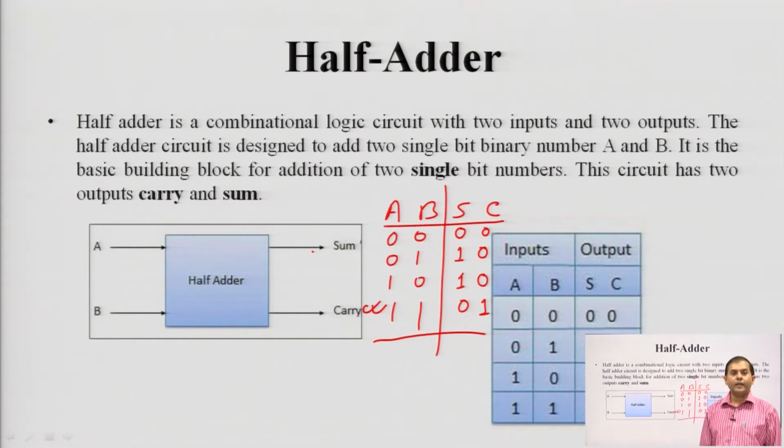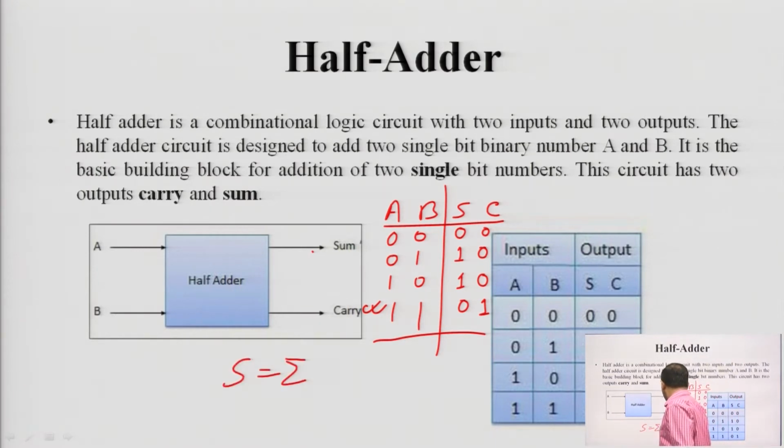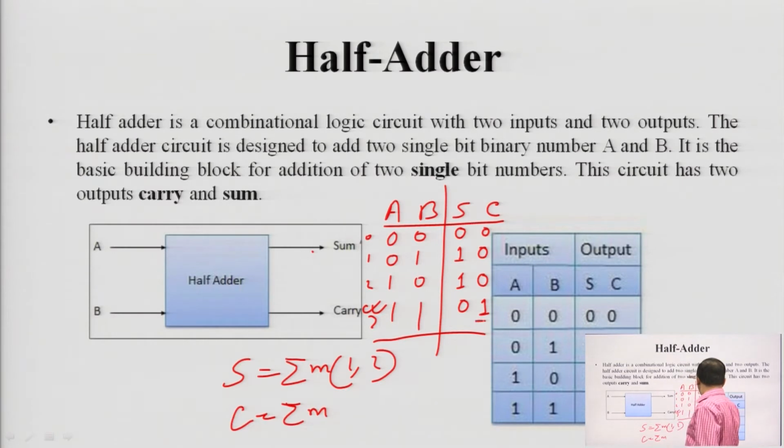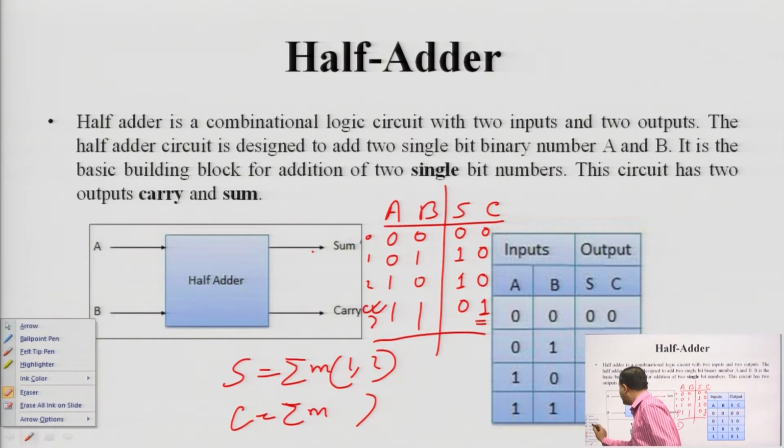Now, we are going to implement this in Boolean expressions and then we will design the half adder circuit. From this we have got the sum equal to summation of min terms small m, 1 and 2, from the rows 0, 1, 2 and 3. And carry is summation small m of only 3.